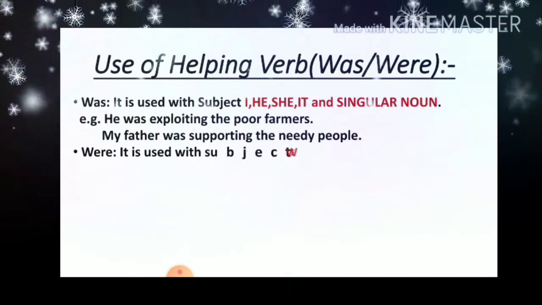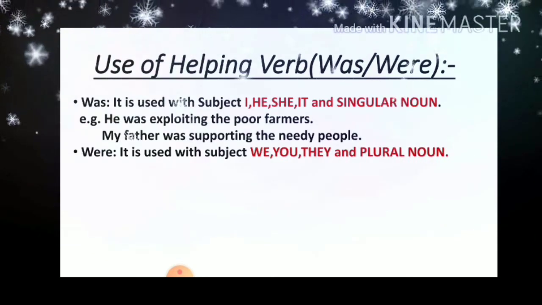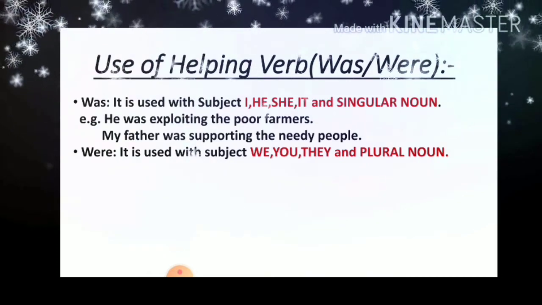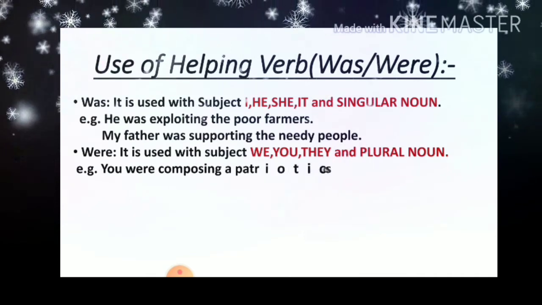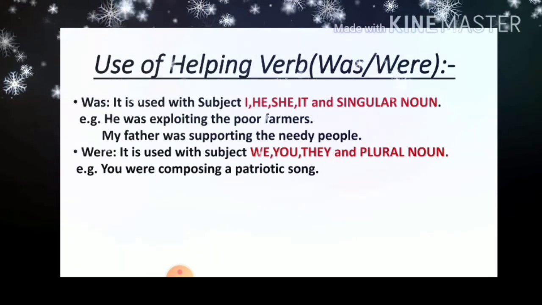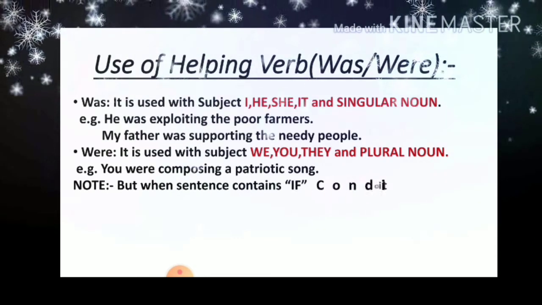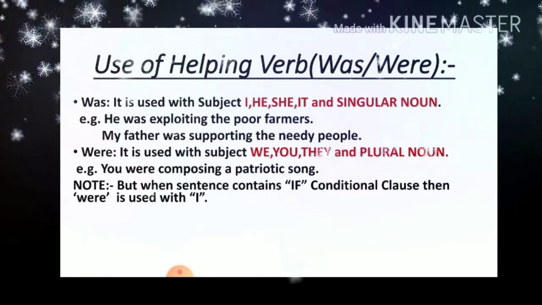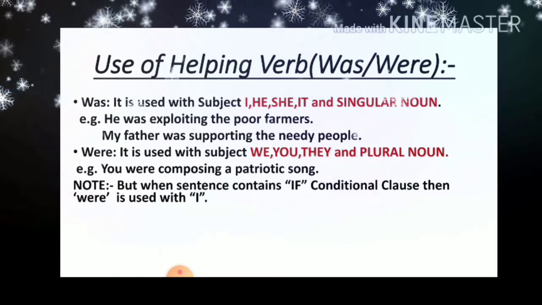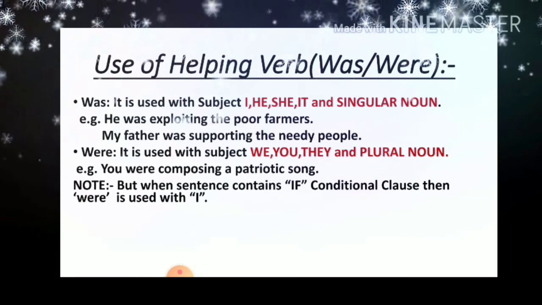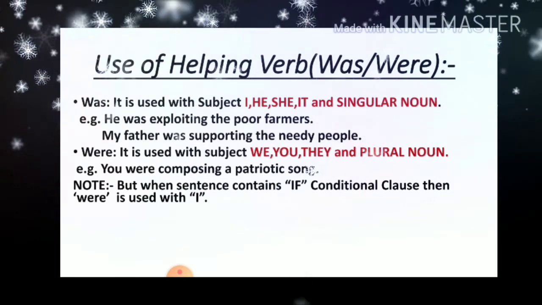Now the next part is were, where we have to use the verb. It is used when the subject is we, you, they, or a plural noun. For example, you were composing a patriotic song. So here you can see that were is used along with you. But here is a note, students. Try to understand it. I am trying to make clear the use of this exception of were.